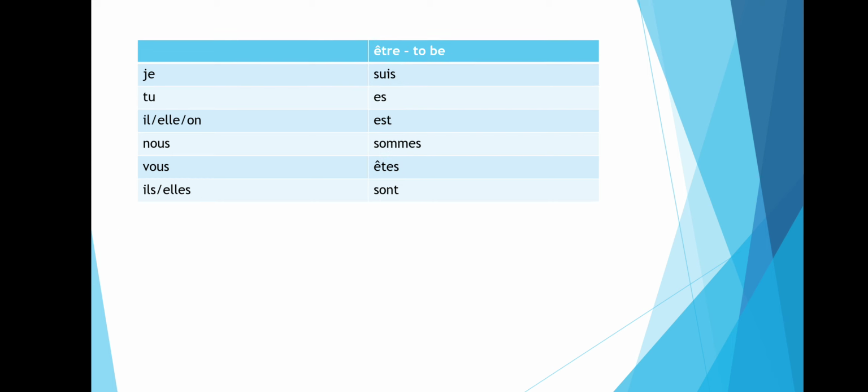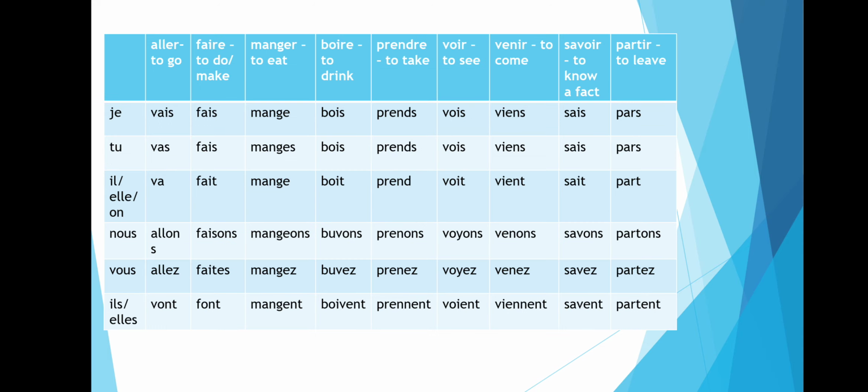Être is another very common and useful infinitive, and we use it to form tenses too. It means to be. Je suis, tu es, il est, on est, nous sommes, vous êtes, ils, elles sont. And here are more.